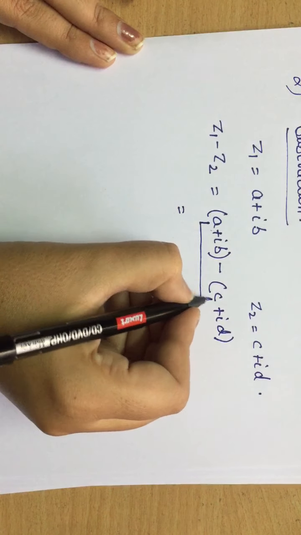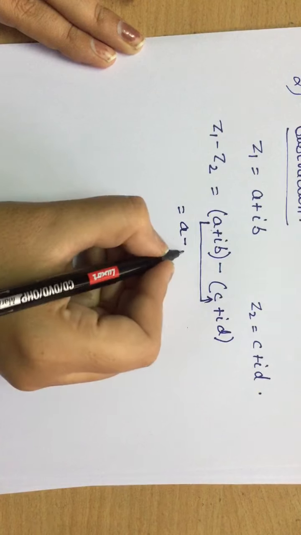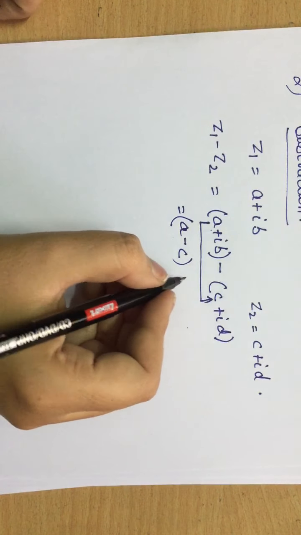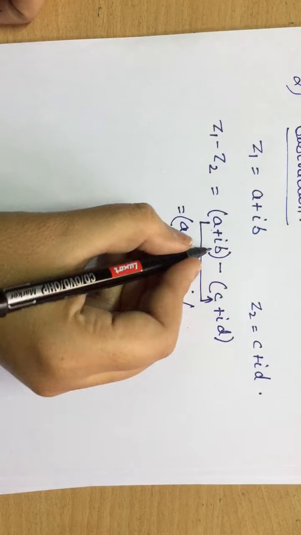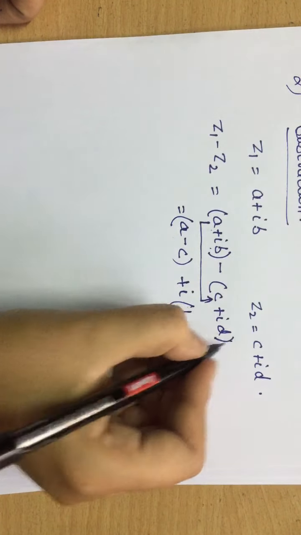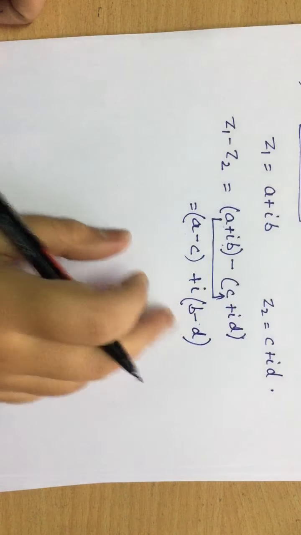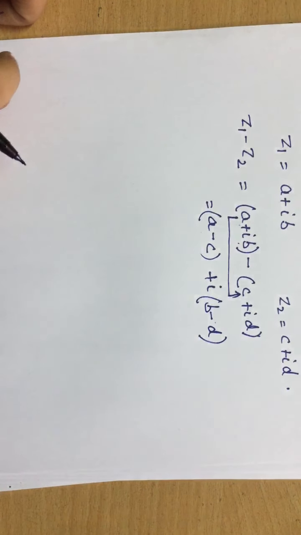Real part will be subtracted from real part: a, then the sign and the value of real part for z2. And imaginary part, write the value of plus iota. Imaginary part is b, then minus and the imaginary part for the second number, that is d. So in this way we can subtract two numbers.